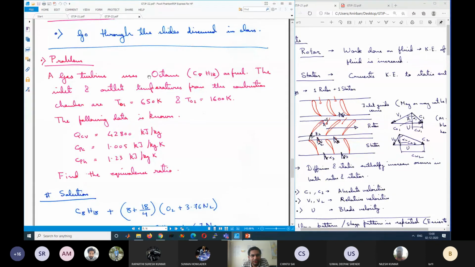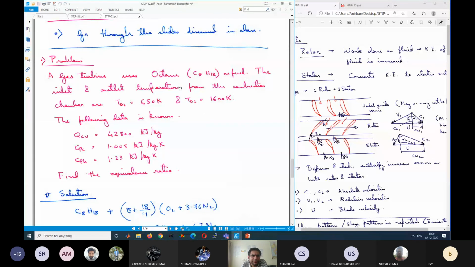So a gas turbine uses octane. Actually, it will not be the case. Gas turbine fuel is typically very near to kerosene. Aviation fuel is very near to kerosene. But say it uses octane, C8H18, as fuel. Just to digress here, only for ramjet or scramjet engines, pure hydrogen has also been tried as fuel.